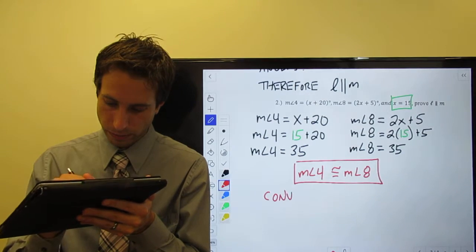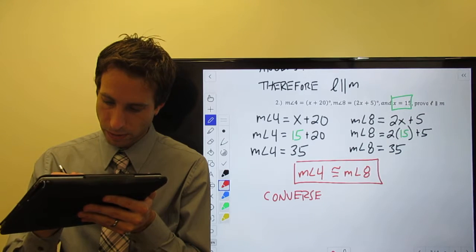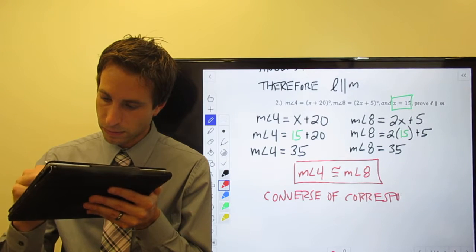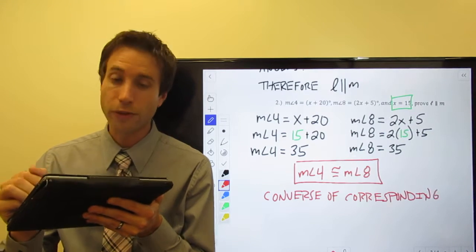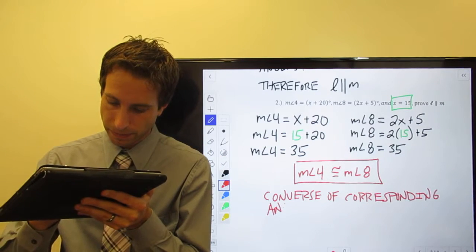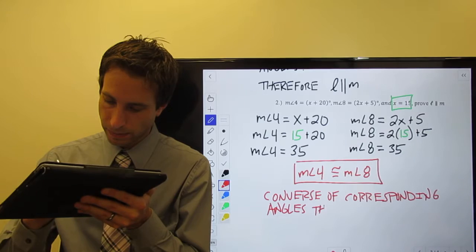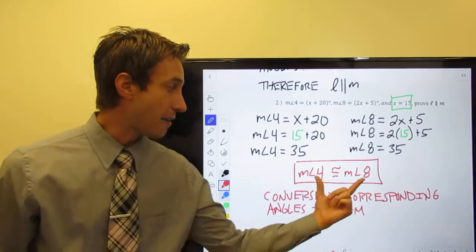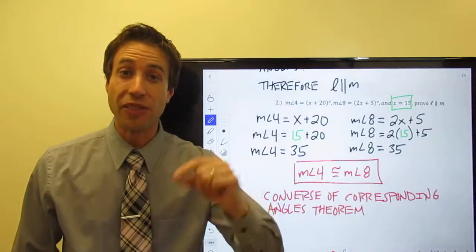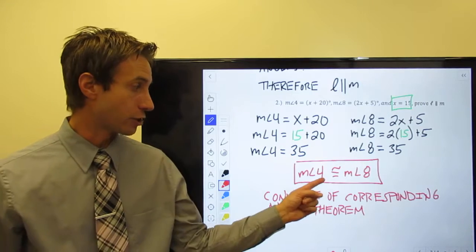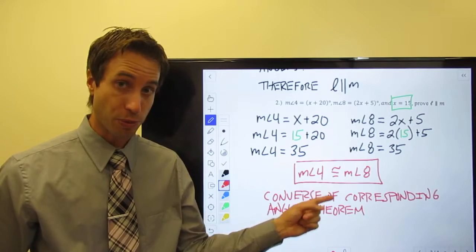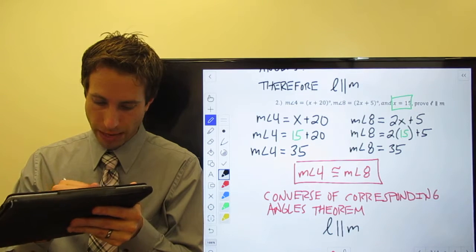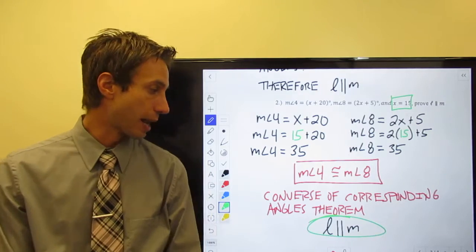converse of the corresponding angles theorem. What that does, right? If I can prove corresponding angles are congruent, then the theorem says the lines must be parallel. Well, I just showed you. Corresponding angles are congruent. We just proved it. So what does that mean? Well, that means that L is parallel to M, which is exactly what I was trying to show.